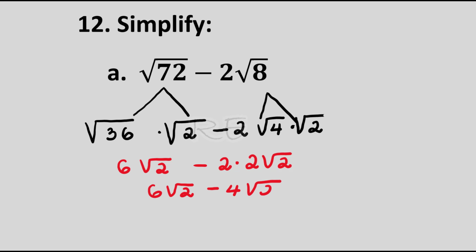6 square root of 2 minus 4 square root of 2. 6 minus 4 is 2. We're left with 2 square root of 2.